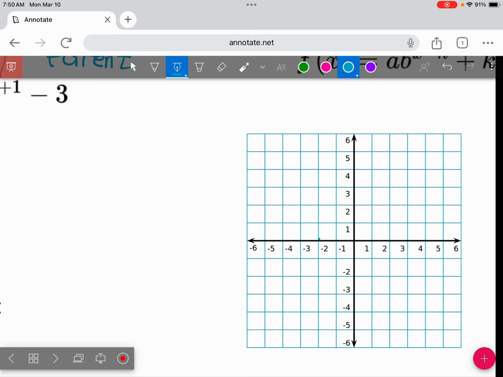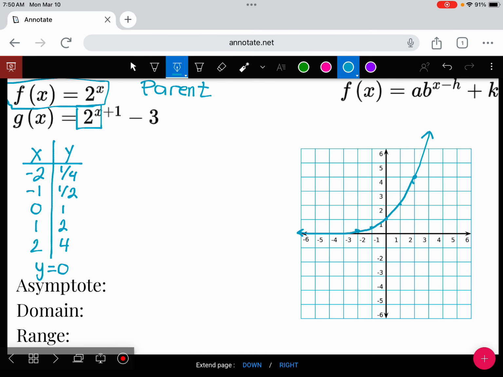If we were to graph this guy, that's what this piece looks like. We use dashed lines usually for the asymptote part. I will show you what that's going to look like when we do the transformation.